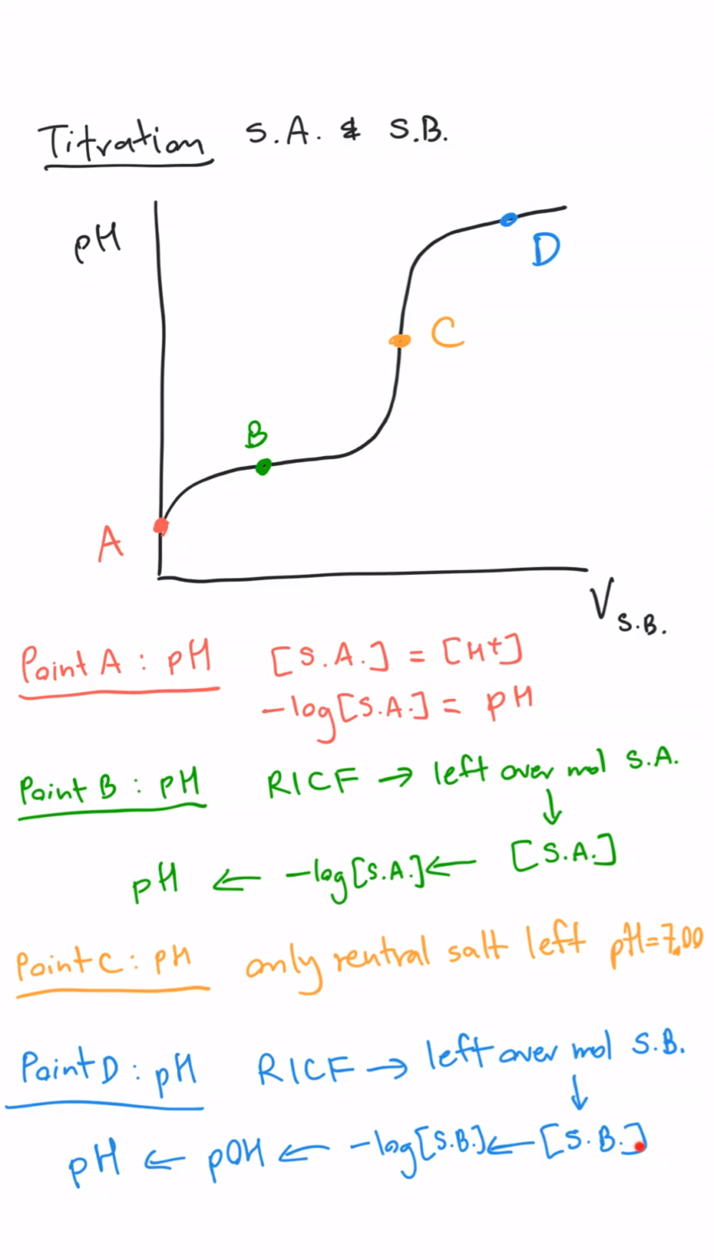And because the strong base is going to give off hydroxide ions 100%, the concentration of the strong base will equal the concentration of the hydroxide ion. So if you take the negative log of this strong base concentration, you are going to get the pOH. And then to find the pH at 25 degrees Celsius, you will subtract from 14.